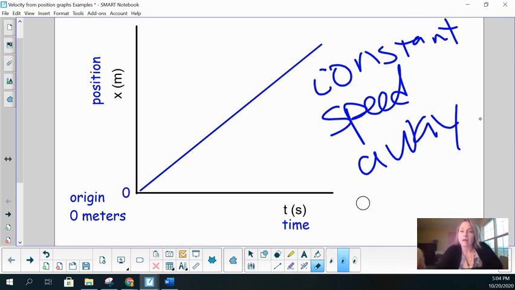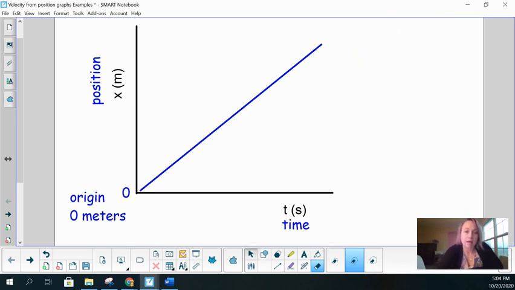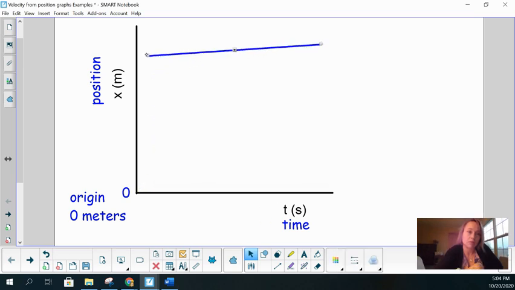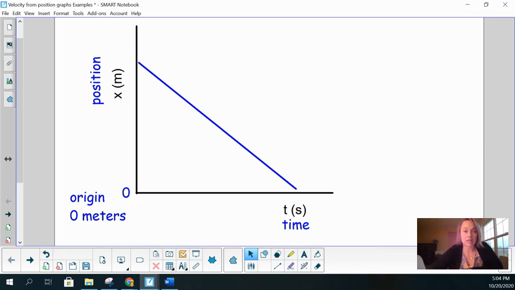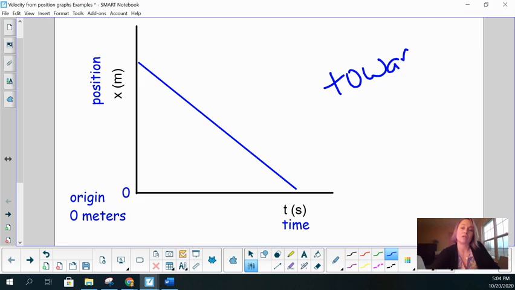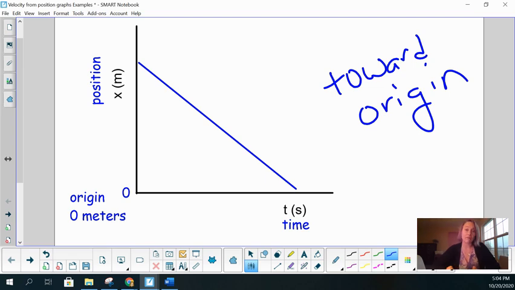If we have a graph that has a negative slope, so maybe it would look something like this. There we go. That would indicate that the position is decreasing over time. And if the position decreases over time, that means that the object is going toward 0 position or toward the origin. This graph also shows that it is moving at a constant velocity because it is a linear graph.